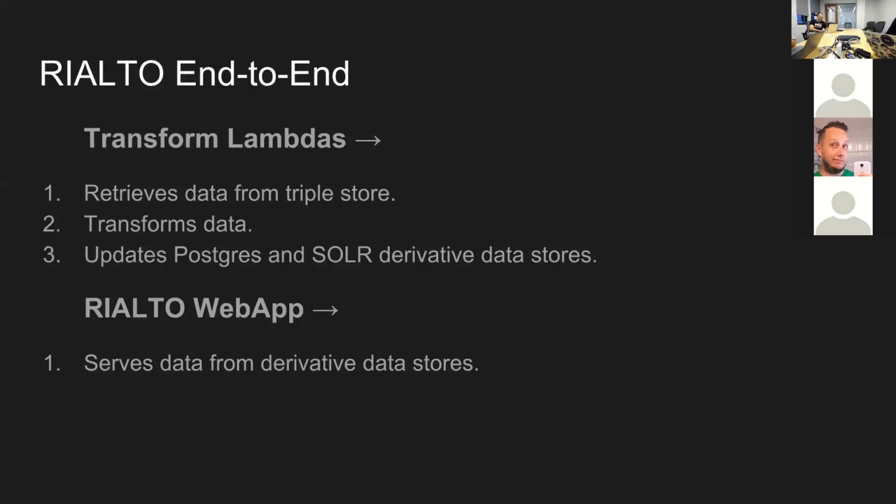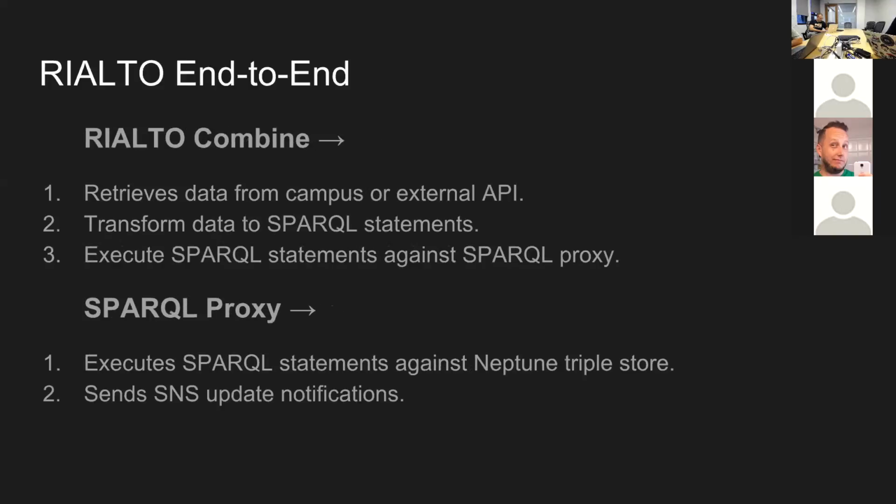Those in turn get some data out of the triple store, transform that data, and update our Postgres and Solr derivative data stores. So our Neptune triple store is our primary source of record, and then we create derivative data stores, which in turn are used to drive the Rialto web app. And Justin's going to, again, provide a demonstration of that. So I'm going to step back to the Combine and talk about that.